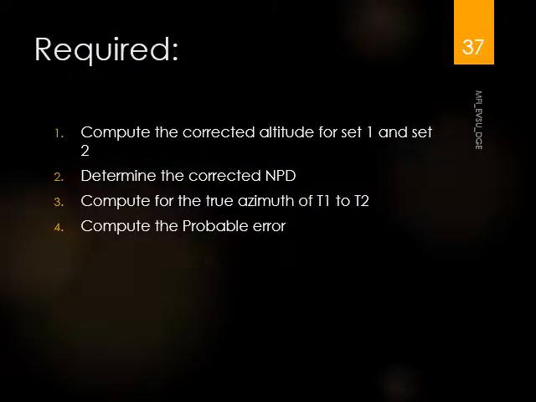So, we are required to compute the corrected altitude for set 1 and set 2. Diba? Kailangan natin i-compute yung corrected altitude. Determine the corrected NPD. Compute the true azimuth of T1 to T2 and compute the probable error. So, paano natin masasabi na yung ating ginawang solar observation is accurate or pasok sa standard ng DNR? So, we need to compute the probable error. Okay.